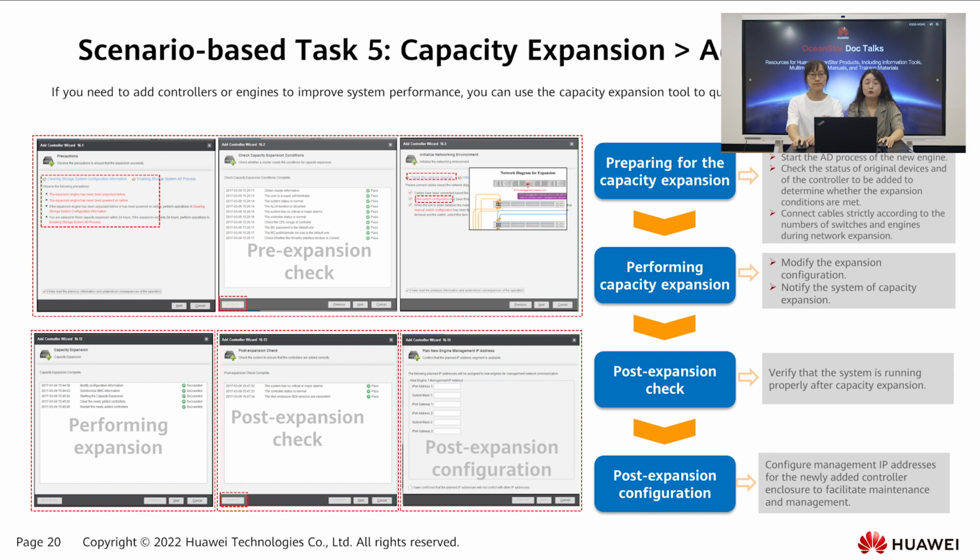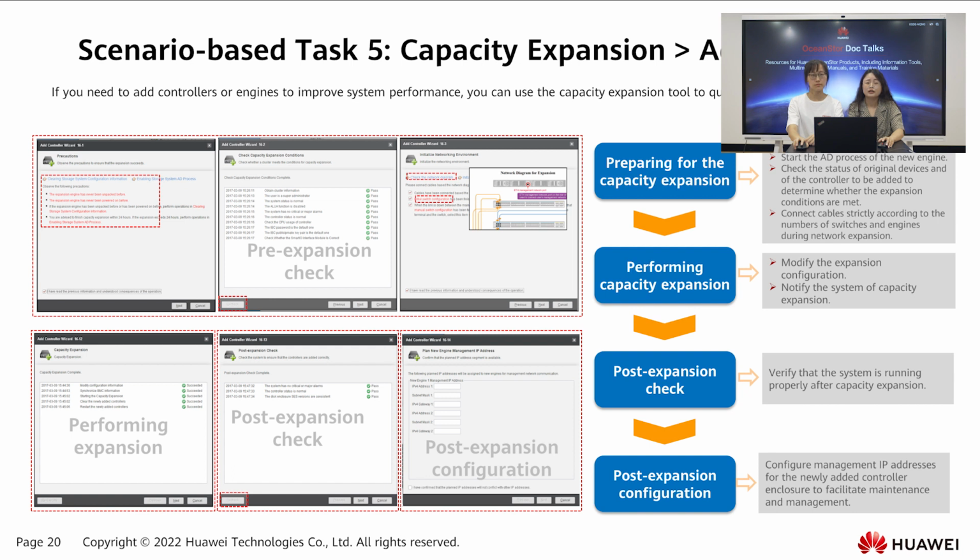Second, enable the AD process of the engine. This operation is used for the communication protocol between the original cluster and the new engine. The AD process of the new engine will be automatically disabled after 24 hours, and then you need to manually enable the process. Third, services have never run on the new engine. That is, keep the device clean.